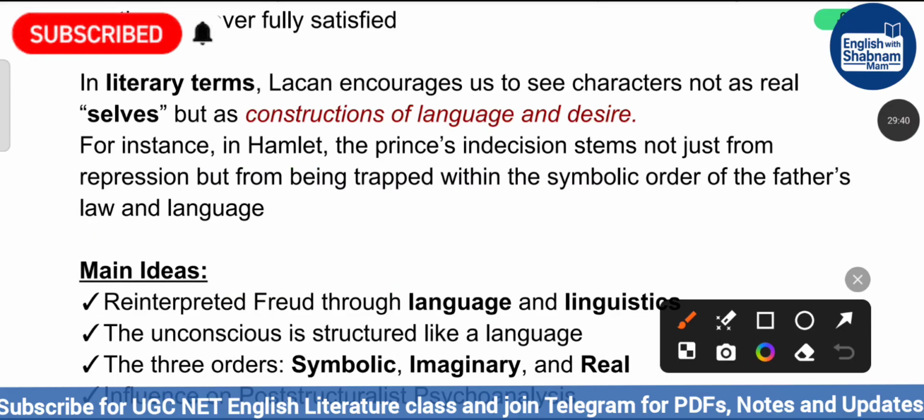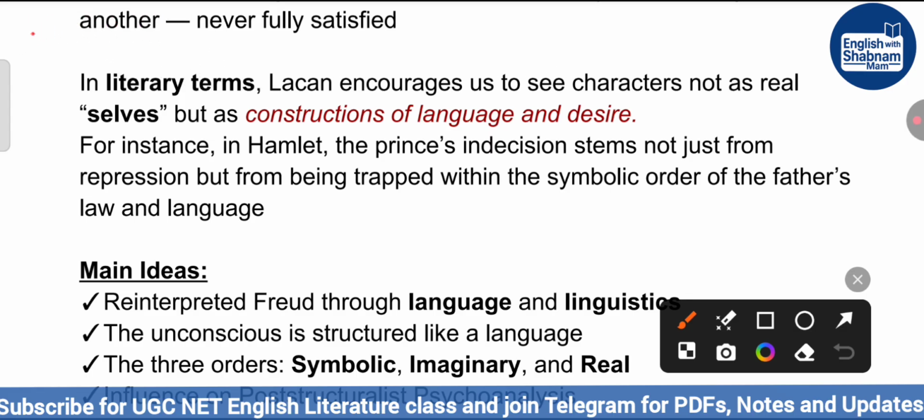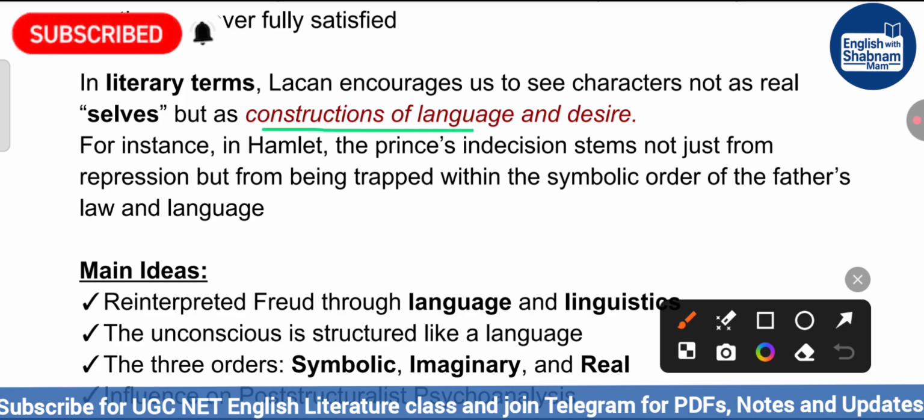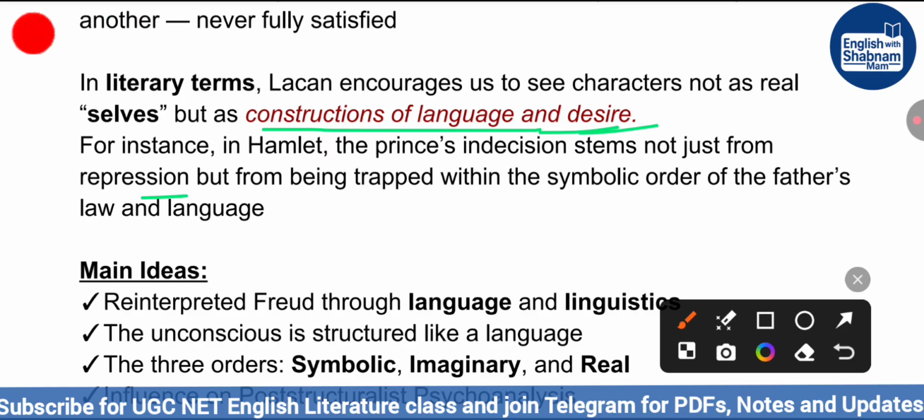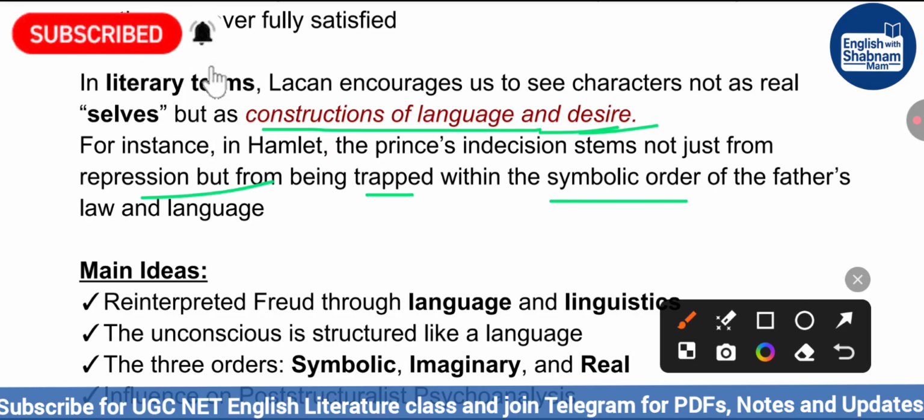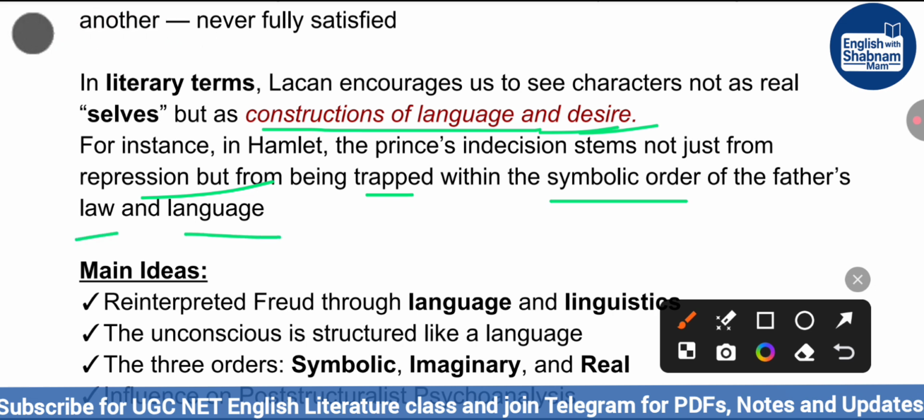So in literary terms, according to Jacques Lacan, we should see characters not as real selves, but as constructions of language and desire. The example he gave is Hamlet: the prince's indecision stems not just from repression, but from being trapped within the symbolic order of the father's law and language. Why was Hamlet not able to take instant revenge on his uncle Claudius? This is the example he has given us.